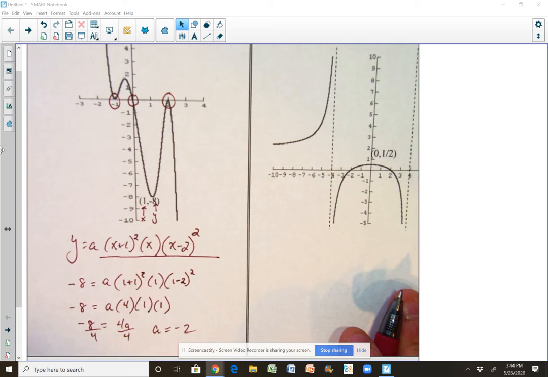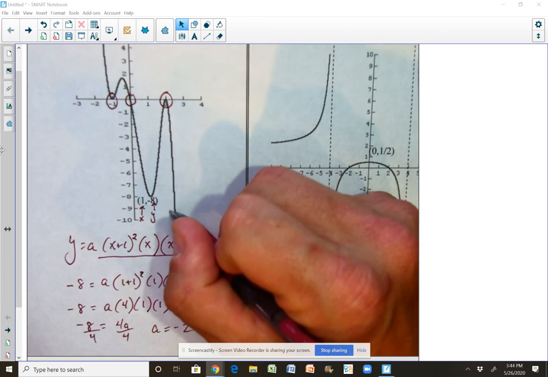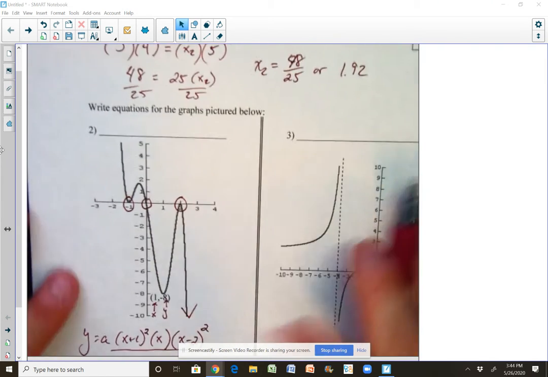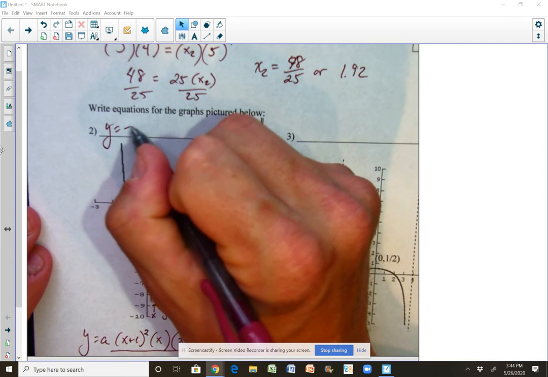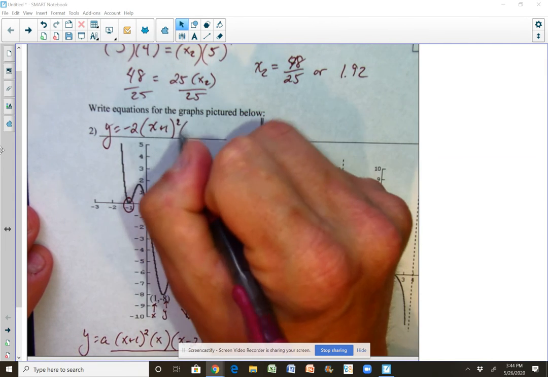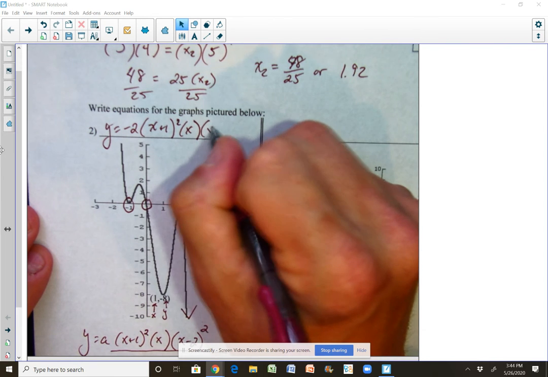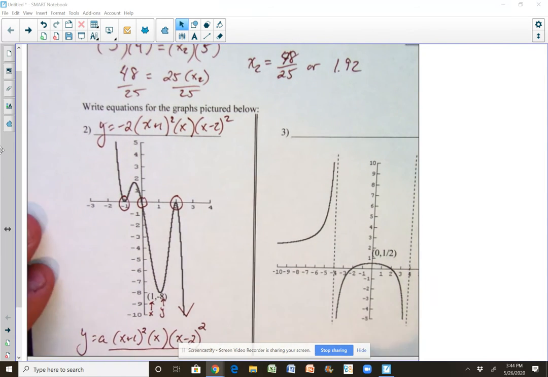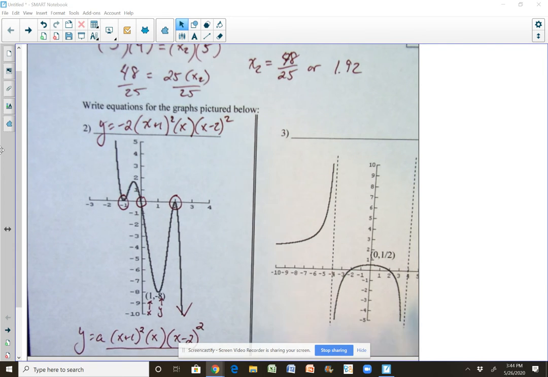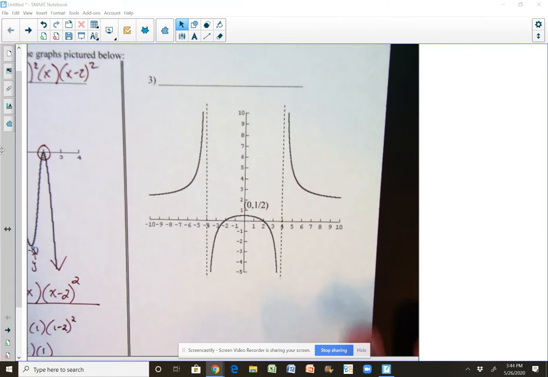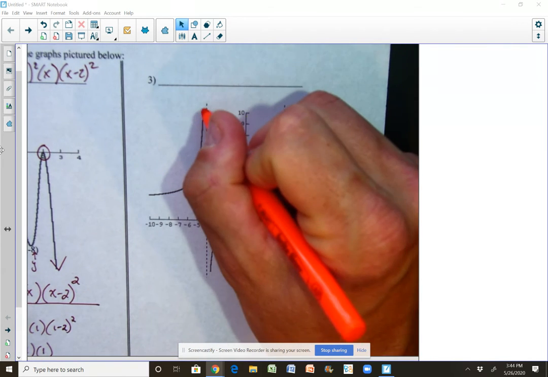So since a is negative 2, it makes sense because if you notice, it's going down to the right in the long run behavior. So if we go back up to here and write our equation, it's negative 2 times an x plus 1 squared times an x minus 2 squared. There's your final equation for that. You can check it out graphically, make sure the table values match up. Going over to here for the rational functions graph, okay, a couple things that we can use here. We know it's going to be a fractional format.